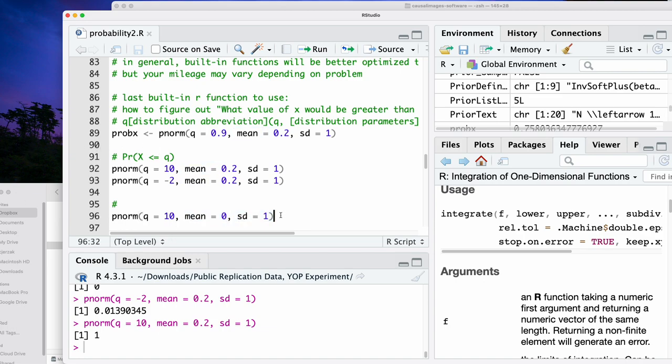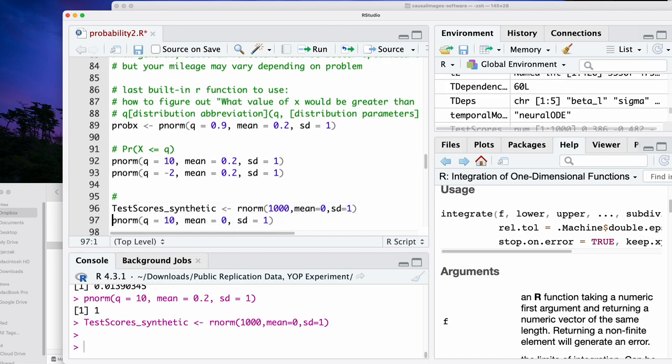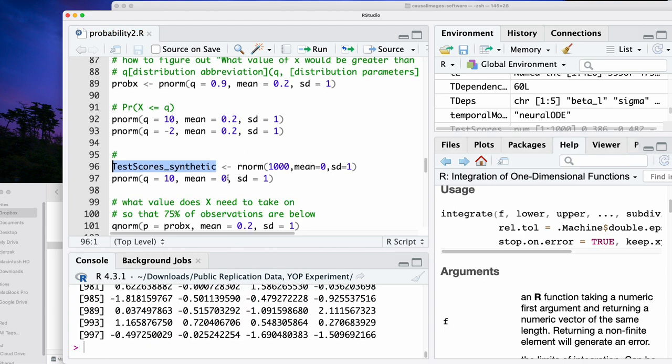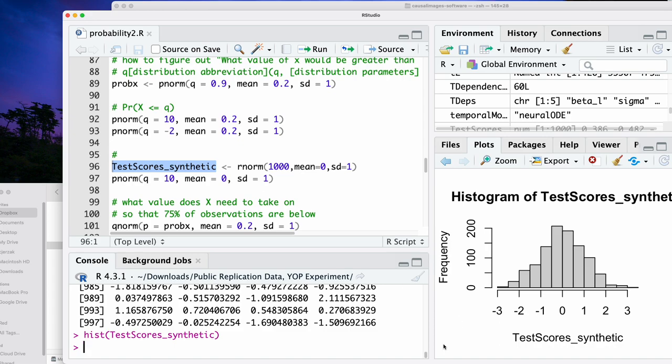Now, we could generate synthetic test scores using that distribution by going, test scores synthetic, and we could say rnorm(1000, mean = 0, sd = 1). So I've generated all these synthetic test scores, and some of them are negative, some of them are positive. If the value is negative, that means that person scored below the mean. If the value is positive, that means they scored above the mean. And we can also look at a histogram of all the different results, and they look sort of like this.